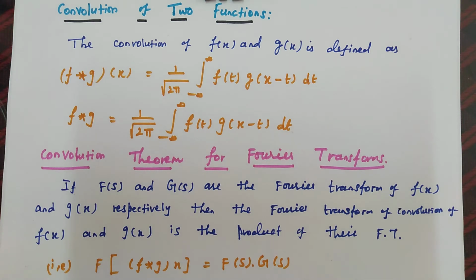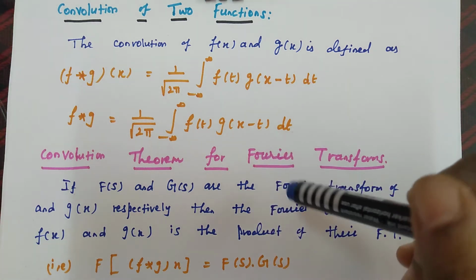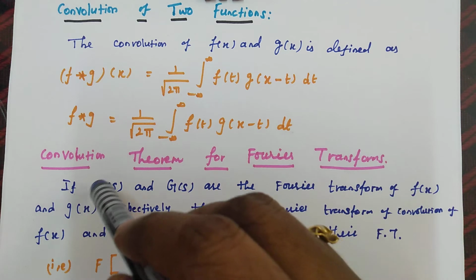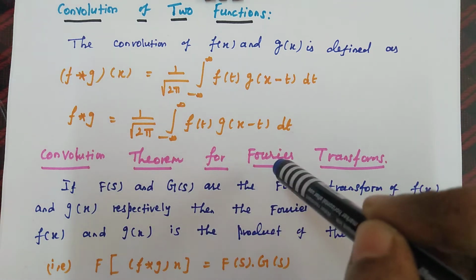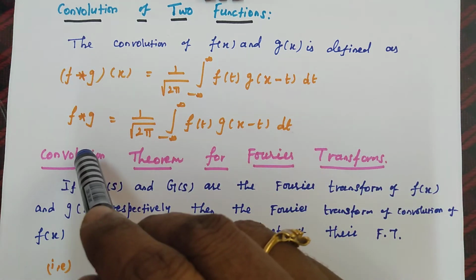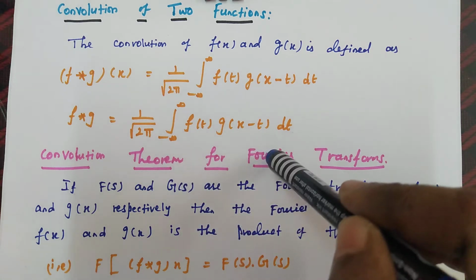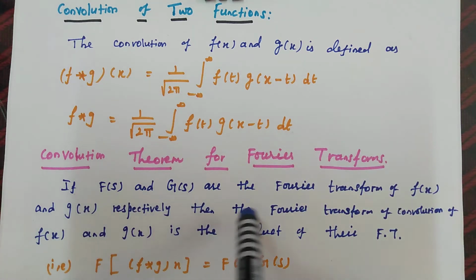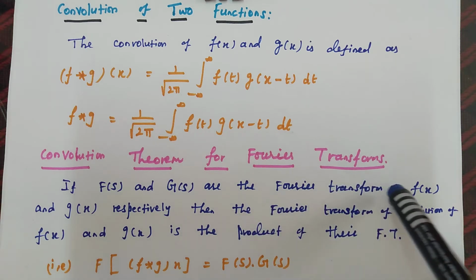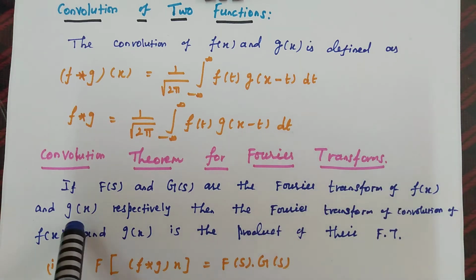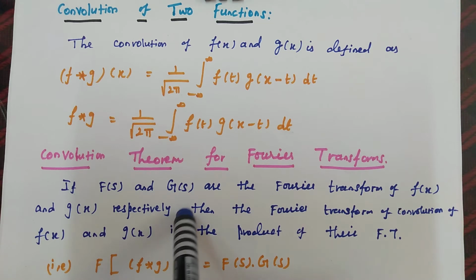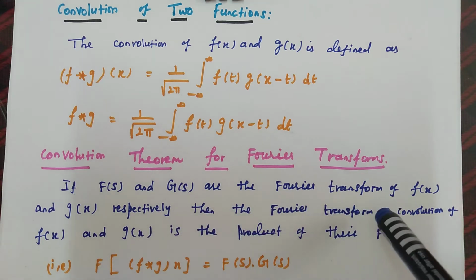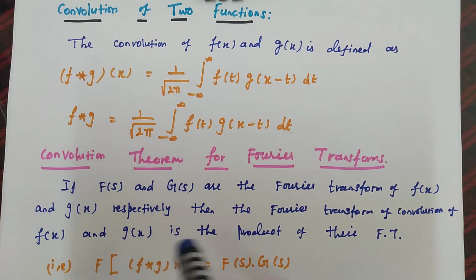Now, how does convolution play a role in Fourier transform? There is a theorem for Fourier transform under convolution. Look at this convolution theorem for Fourier transforms. If f of s and g of s are the Fourier transforms of f of x and g of x respectively, then the Fourier transform of the convolution of f of x and g of x is the product of their Fourier transforms.